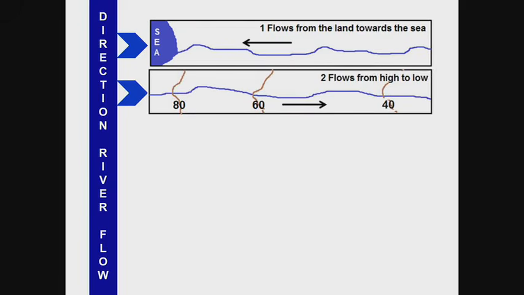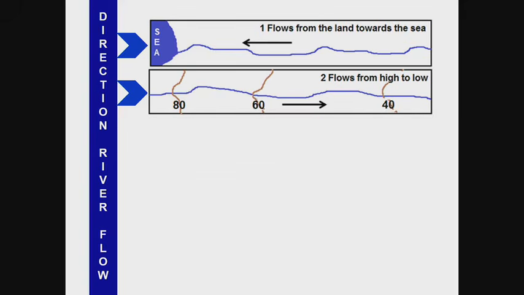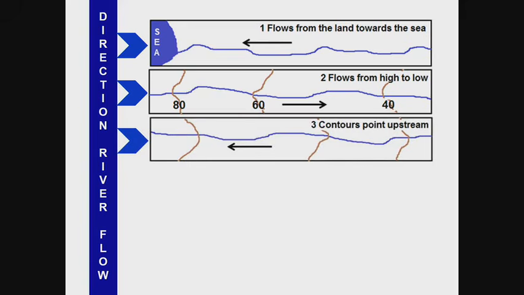This river is flowing from left to right, or from west to east, from 80 meters down to 40 meters. Then the contour, notice the bend in the contour. The bend in the contour will point upstream. So this river is flowing from east to west, as we see, but do you see that the contour lines are bending towards the east?